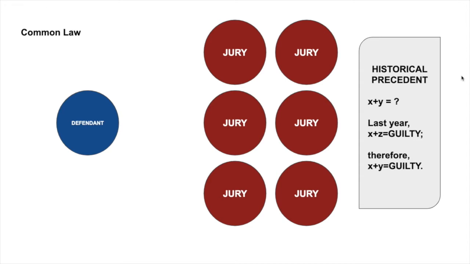X plus Y is the question. What does X plus Y mean, right? Like we have these two pieces of evidence, and what does that actually entail in terms of a sentence, in terms of a verdict? We know that last year there was a court case, a trial. There was X plus Z evidence. Z is very similar to Y. That resulted in guilty. That was the verdict. Therefore, using historical precedent and the similarity between Y and Z, we can say that X plus Y produces a guilty verdict.